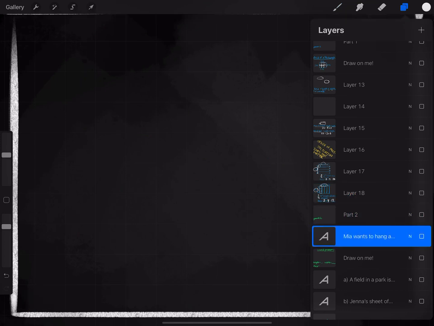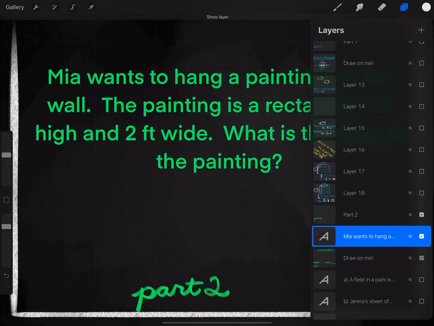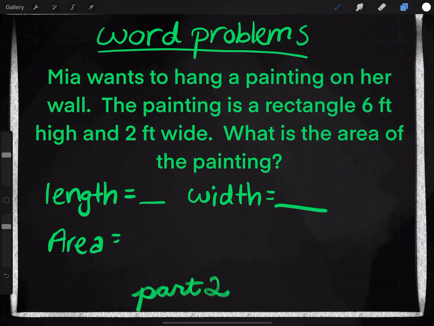Okay, and then we just have some word problems. So this is a pretty basic word problem. We'll do this one. Maybe you can try the next one by yourself. Mia wants to hang a painting on her wall. The painting is a rectangle, 6 feet high and 2 feet wide.